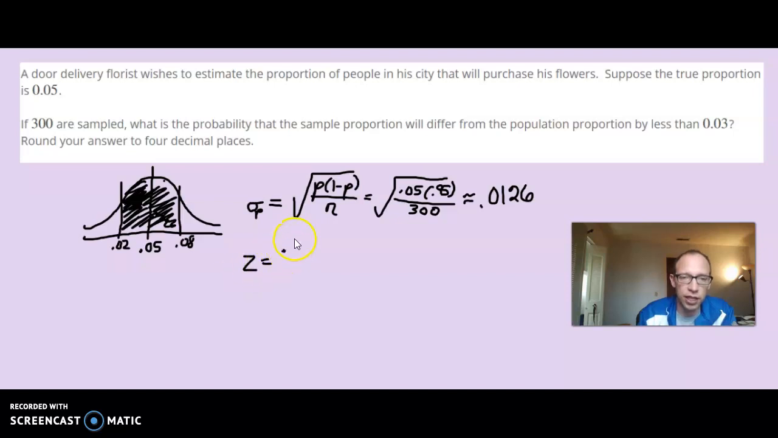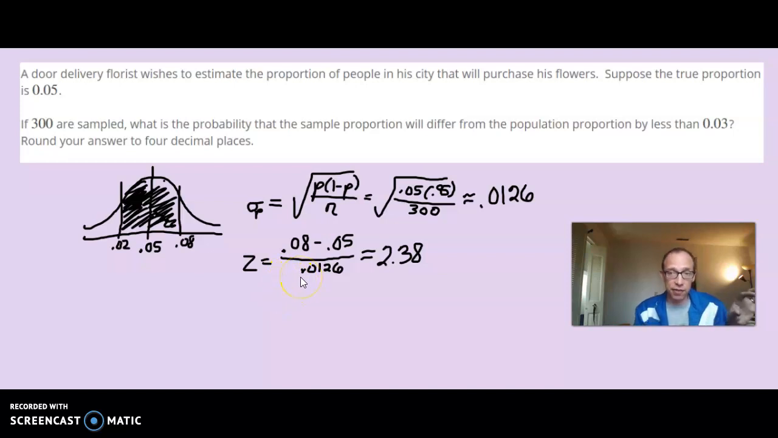Either way, we're going to get the 0.08 minus 0.05, and now we're over the standard deviation. Okay, I'm going to calculate this again real quickly. And this gives us a z-score of about 2.38. So I could, again, use that first table, the table that gives you between 0 and positive z, not negative infinity. Look up this number, get that portion. That would be the portion right here, and then we would double it to get the total shaded portion.